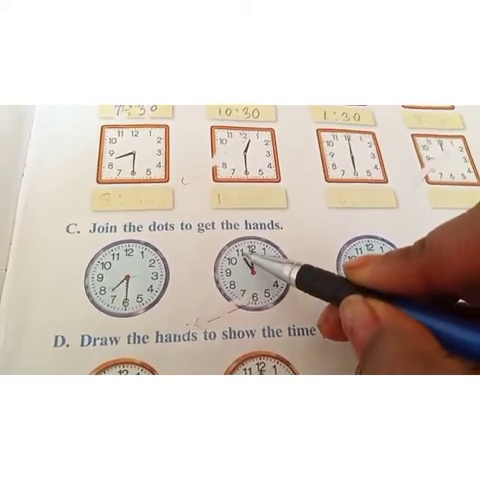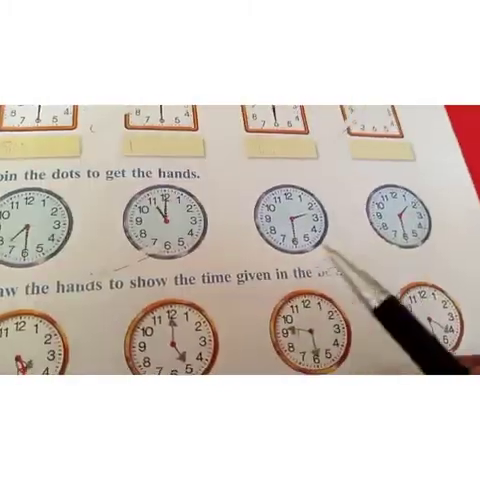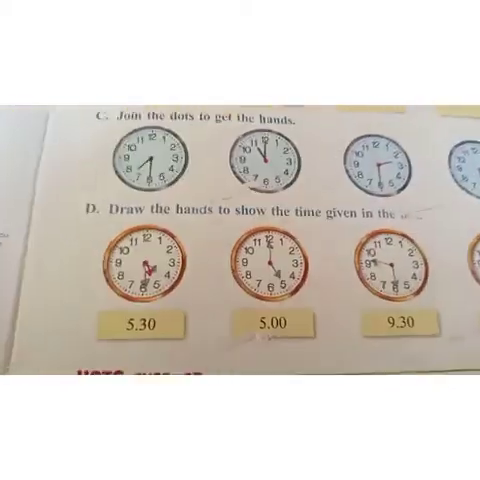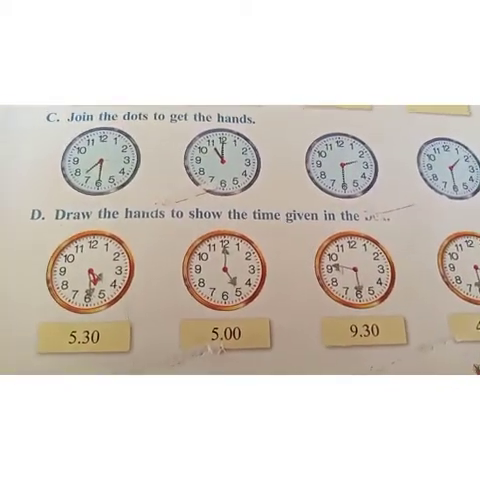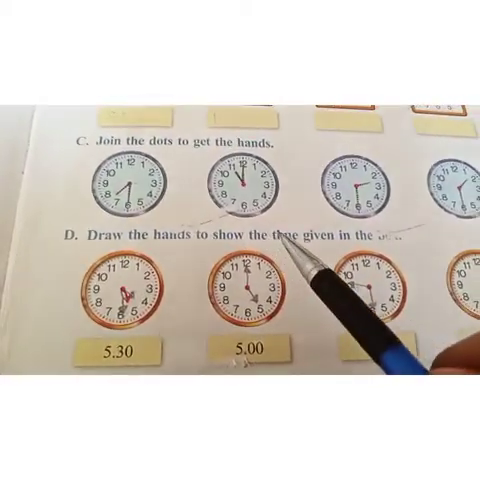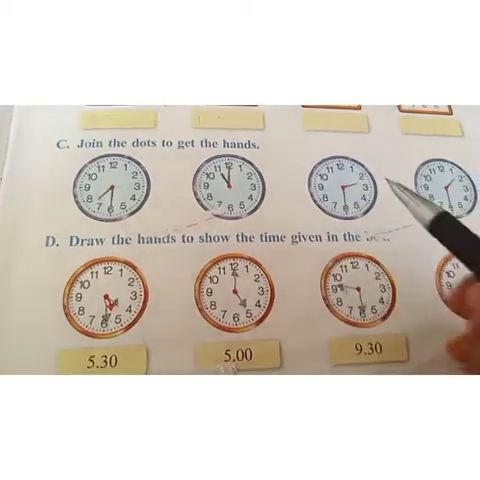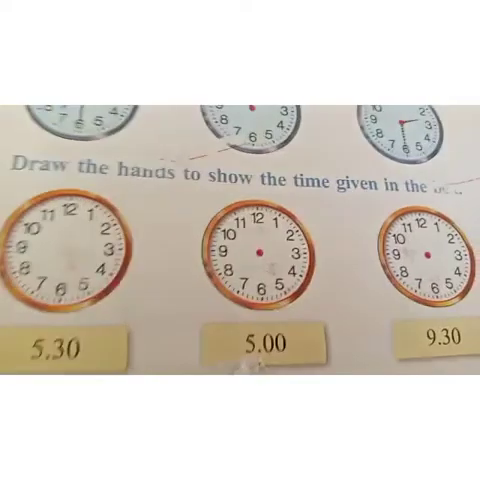So this is the hour hand. This is the minute hand. This is 11 o'clock. These two you will do as your homework. Now the last part of this section. Question D. Draw the hands to show the time given in the box. Okay. So, here children, the time is given.